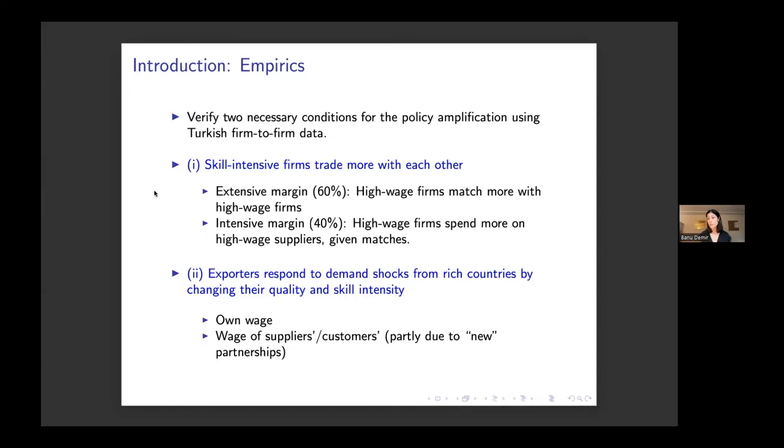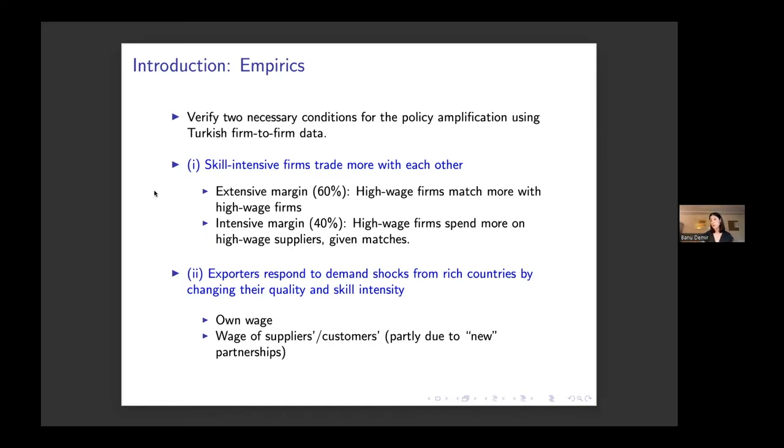First, skill-intensive firms trade more with each other. Measuring skill intensity using average wages, I'm going to be showing you results with different measures of skill intensity. But using average wages, we find that there's strong positive assortative matching on wages in a production network. In other words, there's a strong positive correlation between buyer and supplier wages.